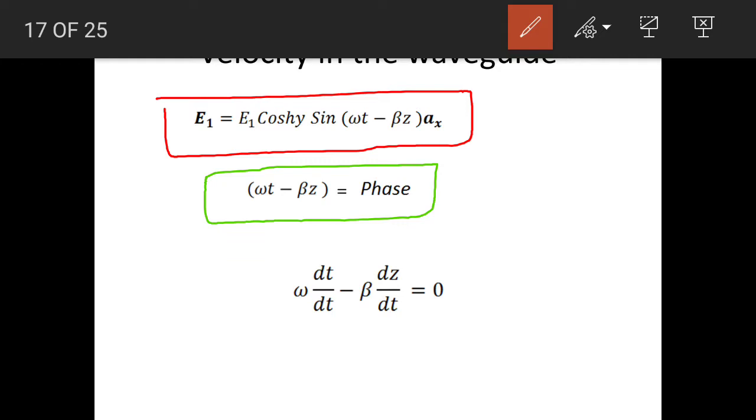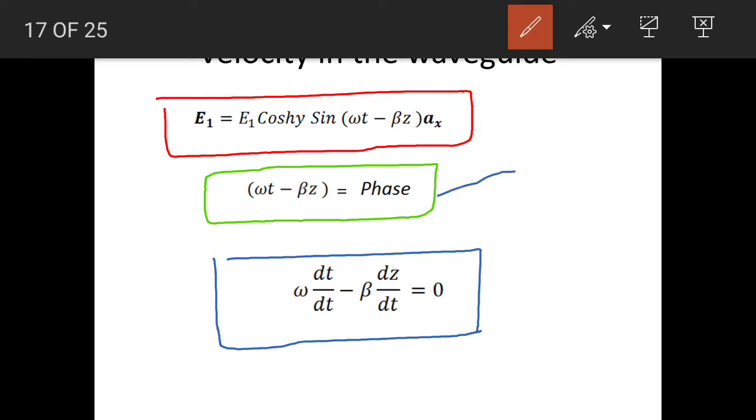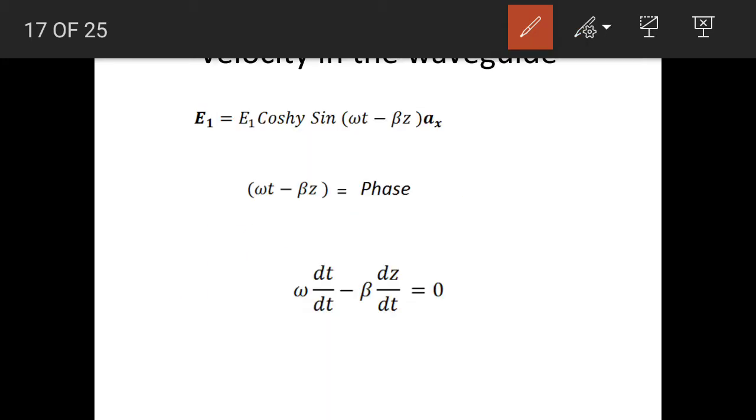So you can replace the phase by a constant value. If the phase is a constant value, then we differentiate both sides of this equation with respect to time. We get omega dt by dt minus beta dz by dt, which is equal to 0. So we differentiate both sides with respect to time, and we get this particular equation.